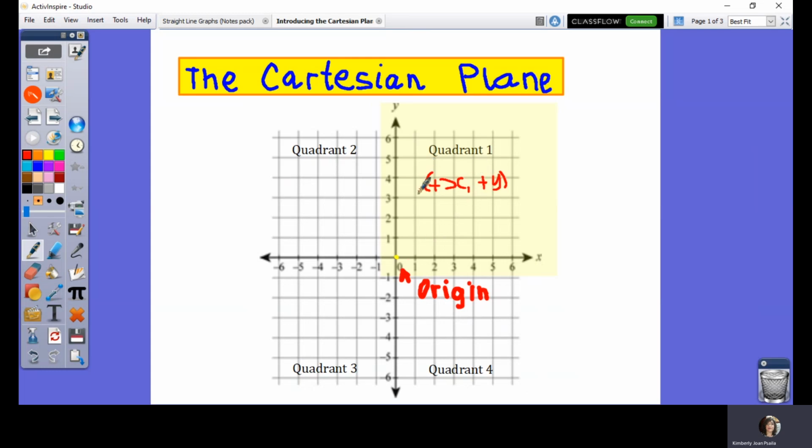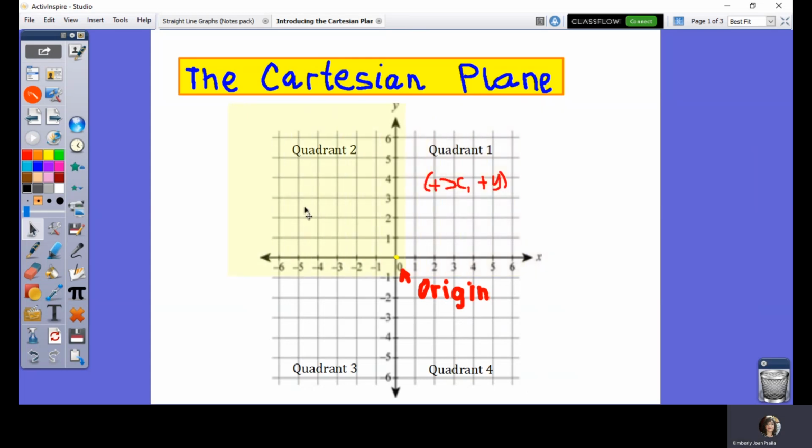I am doing this because this is the form of how you write a coordinate or a point. Okay, so first you have to write the number found on the x-axis, and then you have to find the number on the y-axis. Okay, so that was quadrant 1.